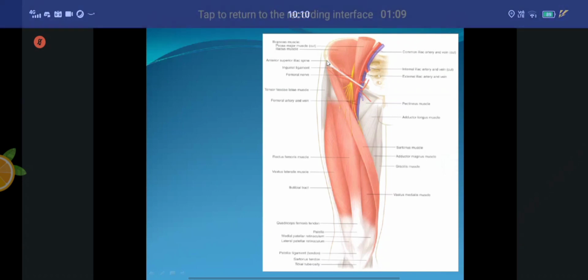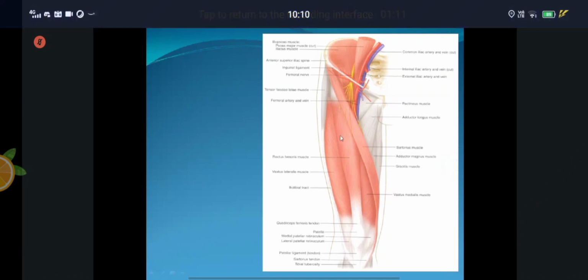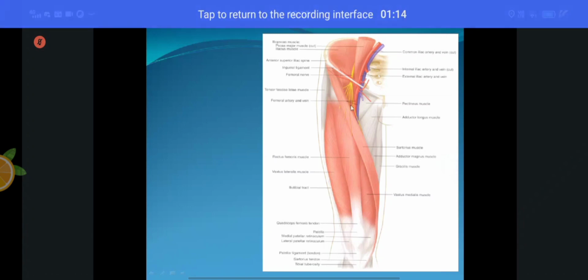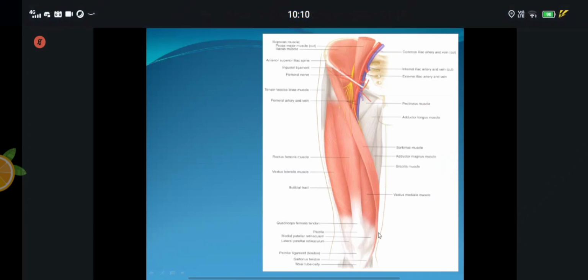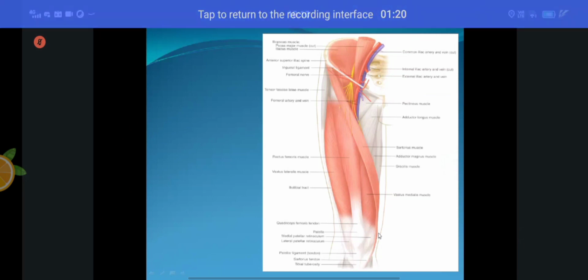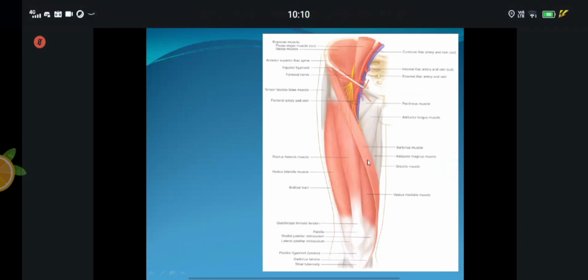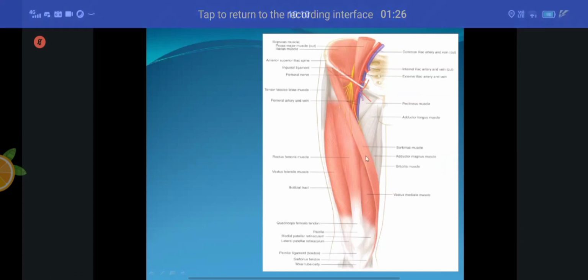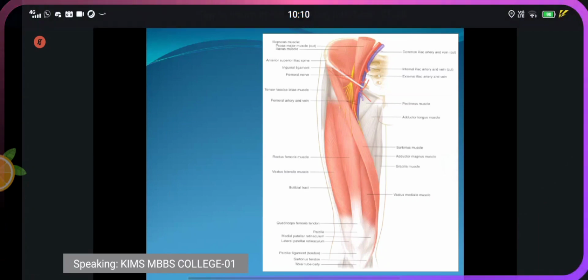The origin is from the anterior superior iliac spine, and the insertion will be the medial border of which bone? The tibia, medial border of the tibia. And the nerve supply will be by which nerve? The femoral nerve. The nerve supply is by the femoral nerve.